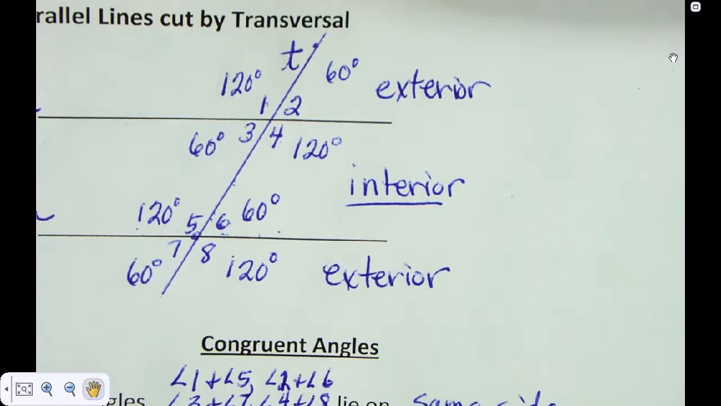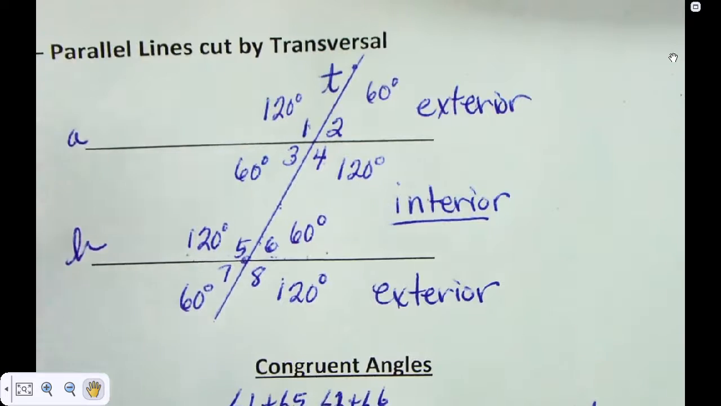I'm not hearing everybody. Does everybody understand corresponding? They're at the same position at the intersection. So they're going to be congruent when they're corresponding. These two lines A and B have to be parallel though for this to work. Okay, now I need alternate interior. 6, 5, 3, 4. Now alternate exterior. 8, 7, 2, 1. Good. Okay, we think we have that?